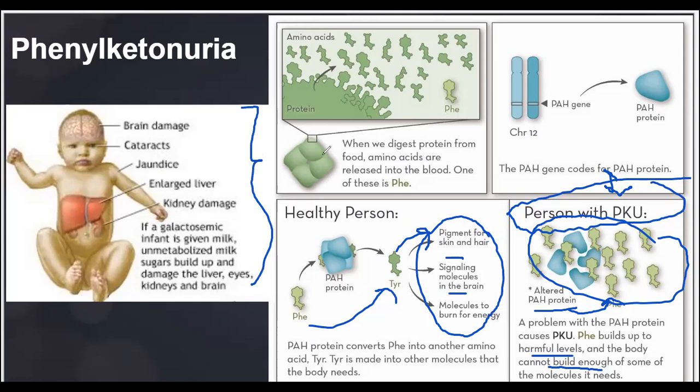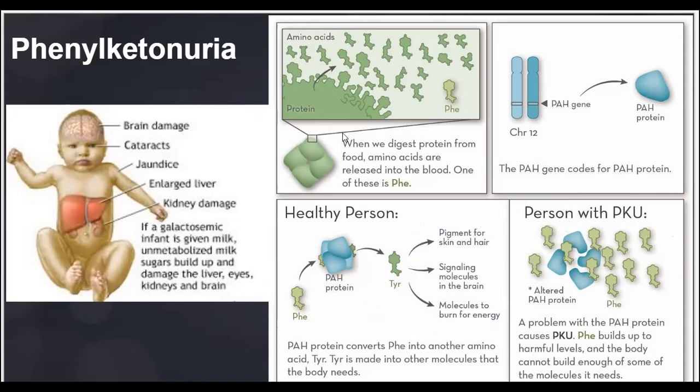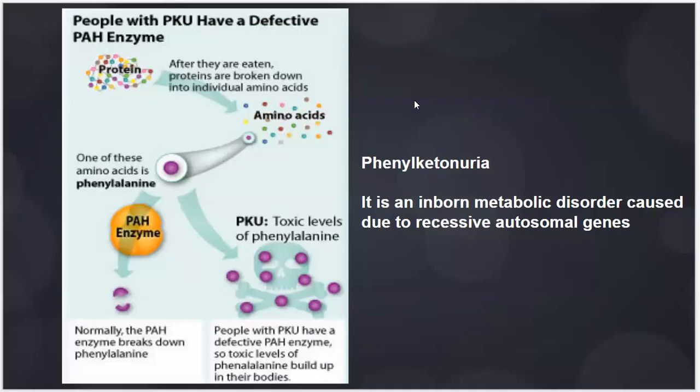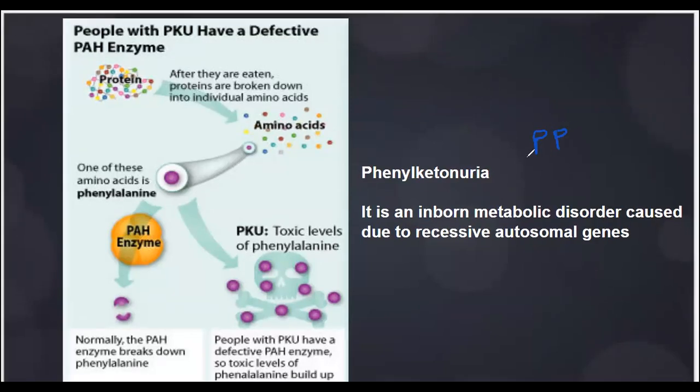So this is the condition caused by a gene defect present on the autosome. As I was saying, it is an inborn metabolic disorder caused by an autosomal recessive gene. Let's say capital P for a normal person for this PAH enzyme, and a person having phenylketonuria has two small p, in yellow color.